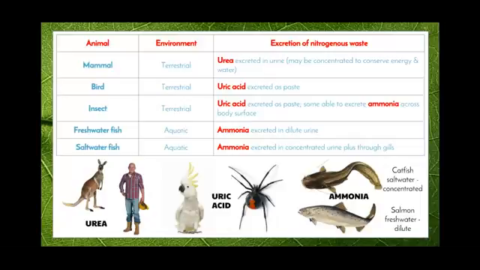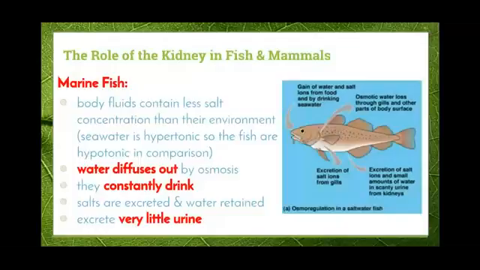And some insects are able to excrete ammonia simply straight across their body surface. Then when we look at fish, which we'll be doing in quite a bit of detail in this video, freshwater fish and saltwater fish obviously both live in aquatic environments. They both excrete ammonia. However, freshwater fish excrete that ammonia in a dilute urine with lots and lots of water, whereas our saltwater fish excrete their ammonia in a concentrated urine, so only a small amount of water.